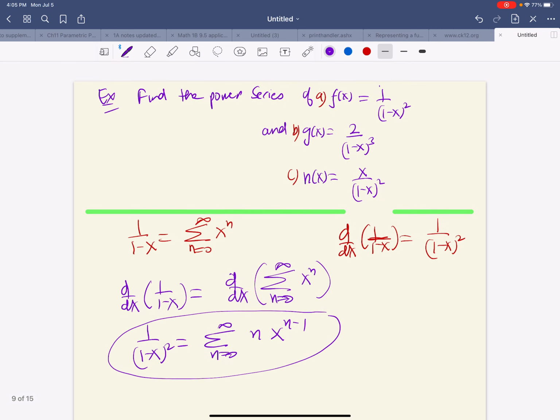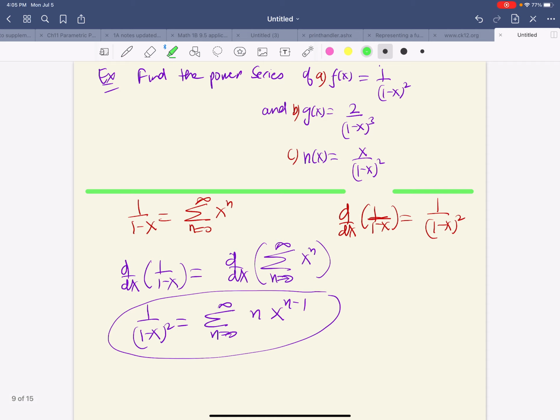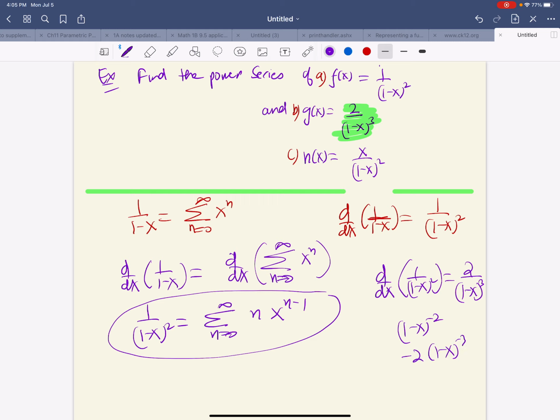Now, I also want to find the power series for 2 over (1 minus x) to the third power. If you recall, if I do the derivative one more time of 1 over (1 minus x) squared, it is going to be 2 over (1 minus x) to the third power. Because you can take 1 minus x to the power negative 2, the negative 2 comes in front, the power gets reduced by 1, and then you multiply by the derivative of the inside, which is negative 1, so chain rule. So you do get 2 over (1 minus x) to the third power.